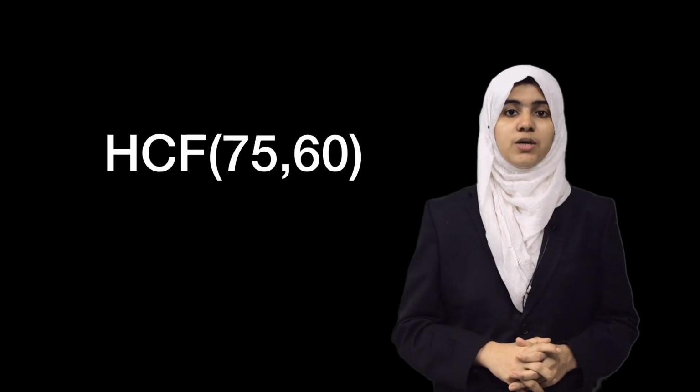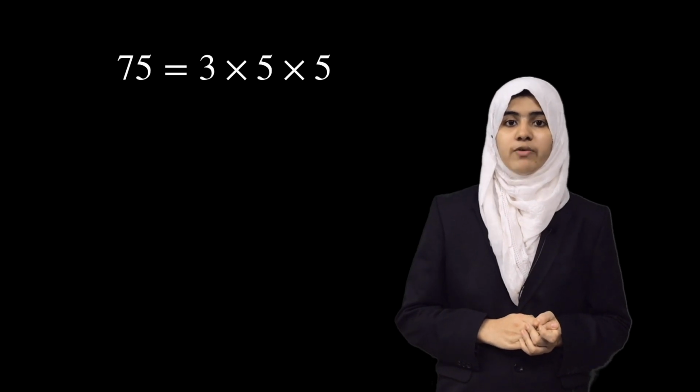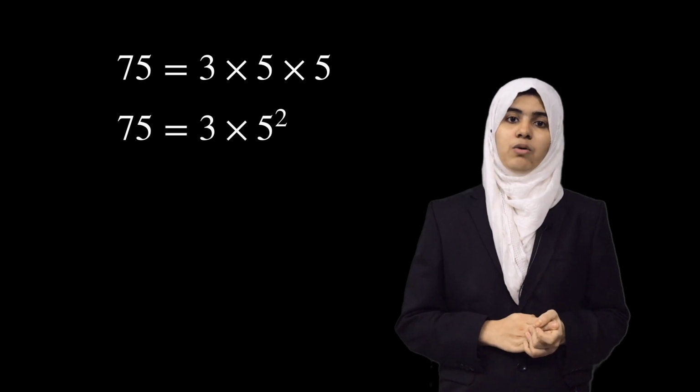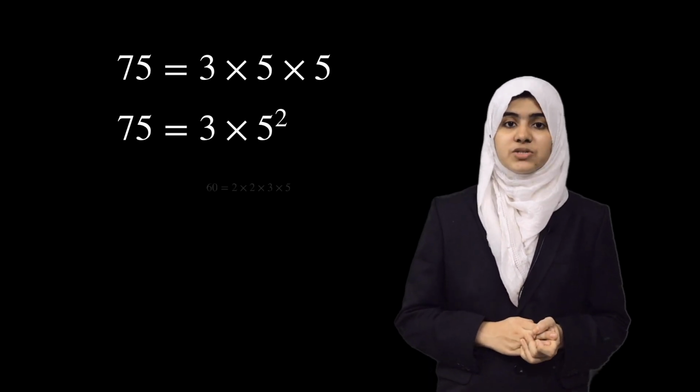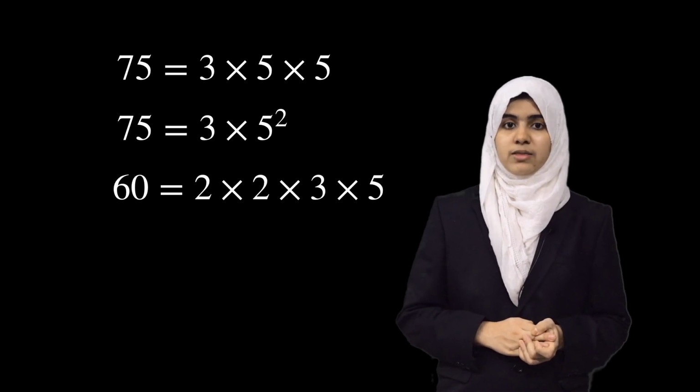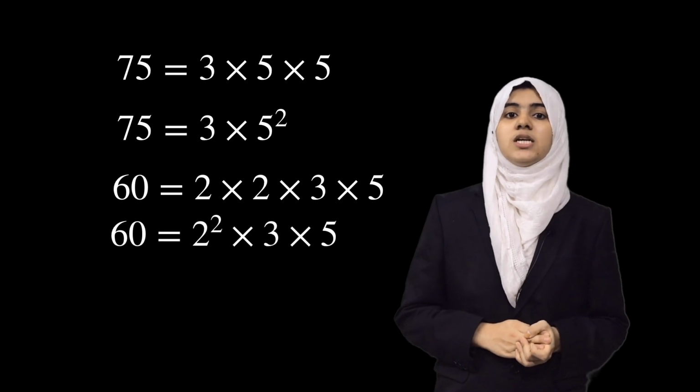So let's find HCF of 75 and 60 using prime factorization method. Okay, how do we do this by prime factorization? We'll write each number as the product of prime factors. So how will we write 75? 75 equals 3 into 5 into 5. That is 3 into 5 square. Now, how will we write 60? 60 equals 2 into 2 into 3 into 5. That is 2 square into 3 into 5.